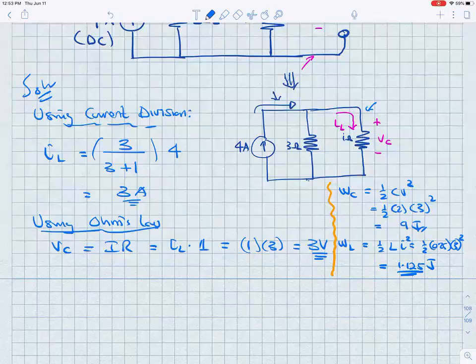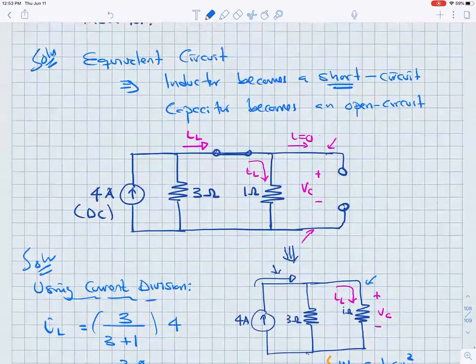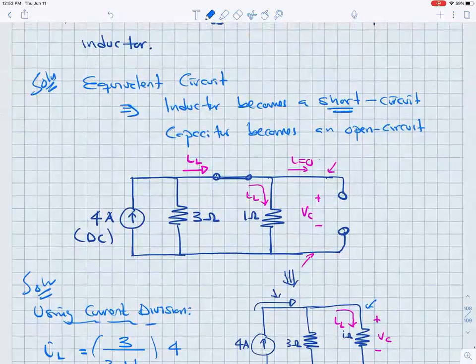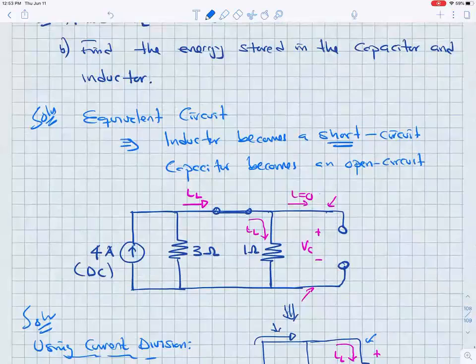So the main thing is first representing the circuit by the equivalence. Capacitors always become open circuit. This is if the source is DC. Capacitors become open circuit and inductors become short circuit. And then you can redraw the circuit.